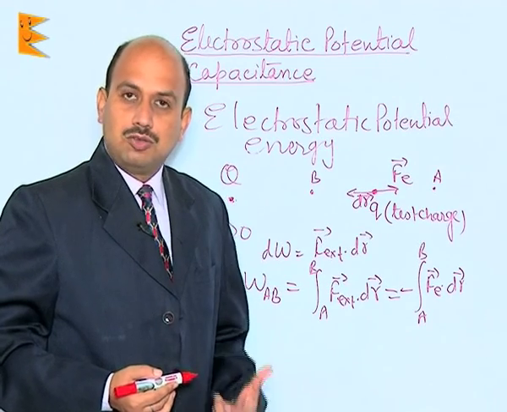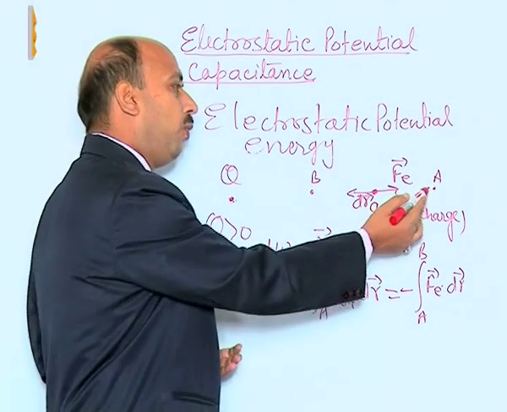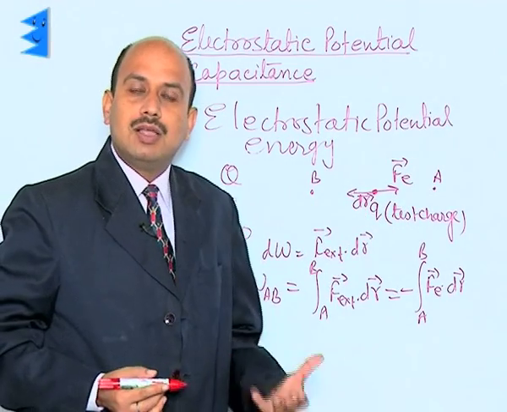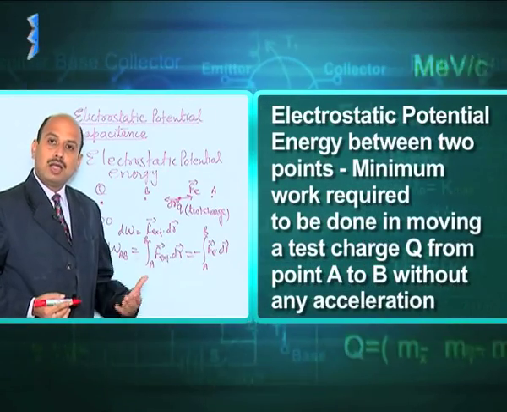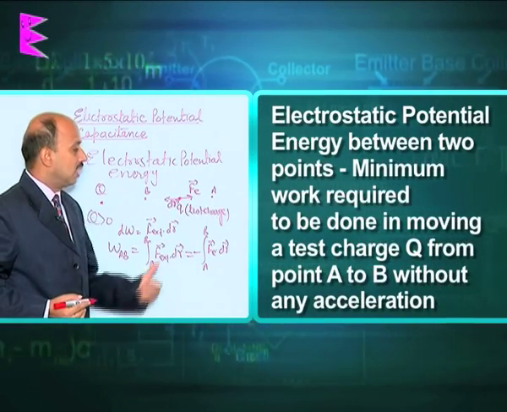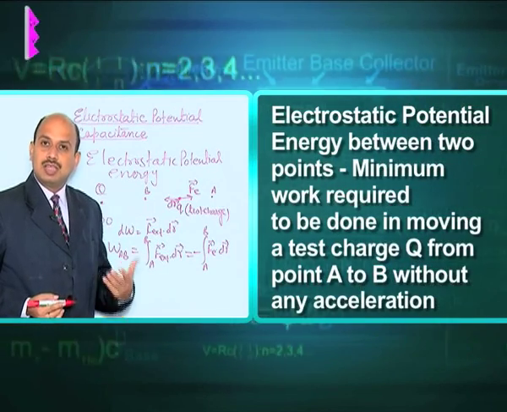energy. So, the electrostatic potential energy difference between any two points A and B in the electric field is defined as the minimum work required to be done in moving the test charge q from point A to B without any acceleration.